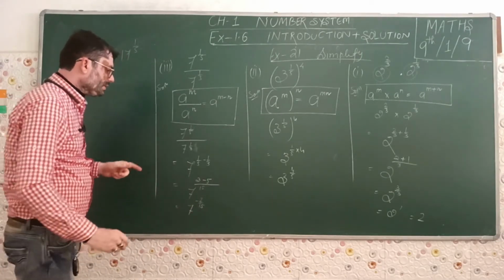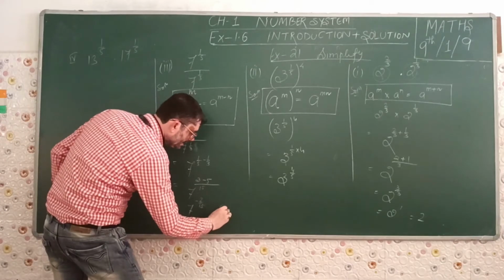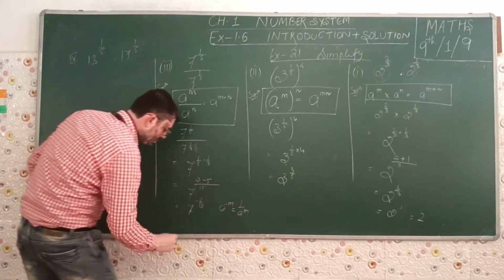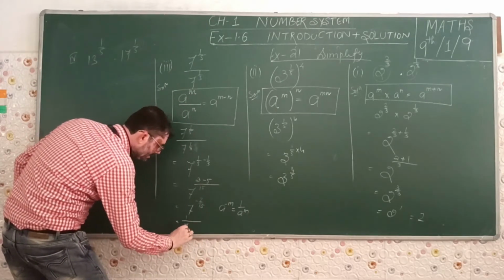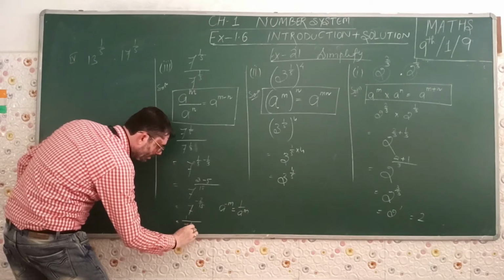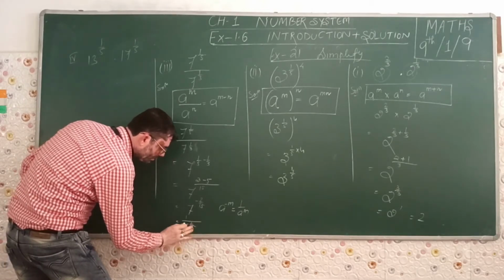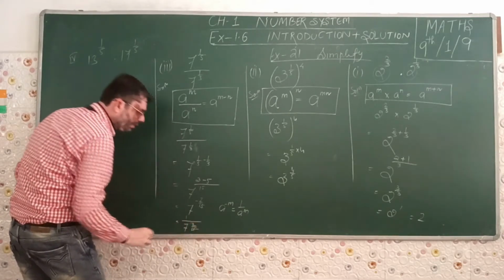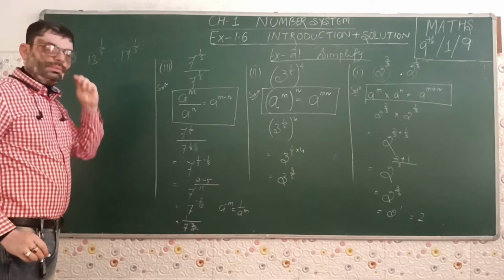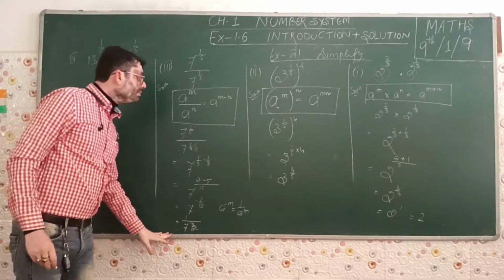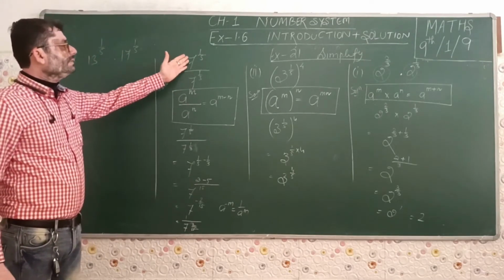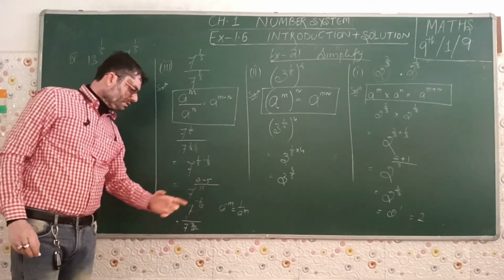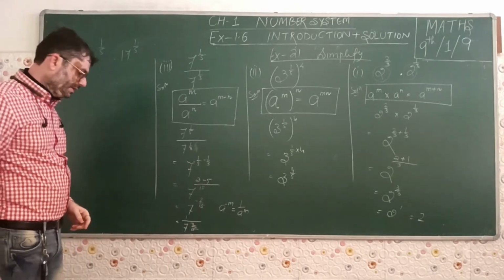We have to make it positive, and here we will be using the identity a to the power minus n is 1 by a to the power n. So this can be written as 1 by 7 to the power 2 upon 15. So this is the finally simplified form of what was given to us. 7 to the power 1 by 5 divided by 7 to the power 1 by 3 is 1 by 7 to the power 2 by 15.